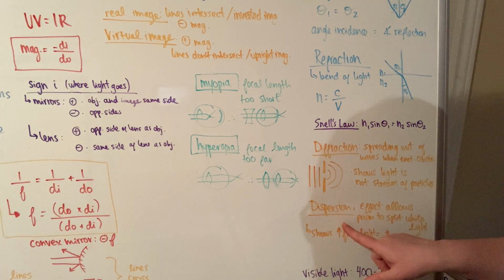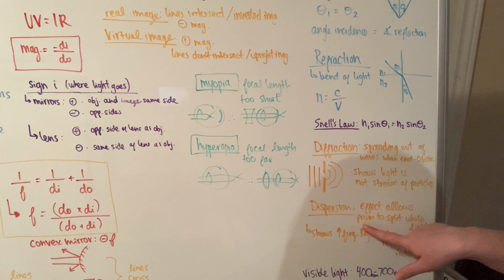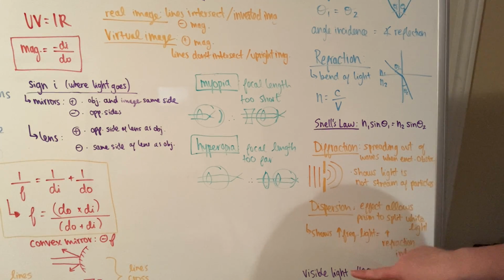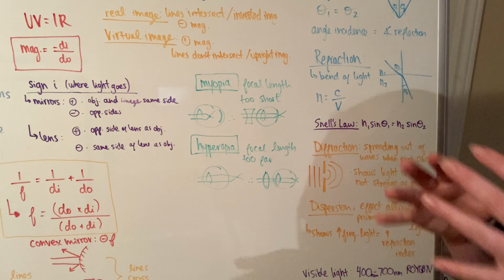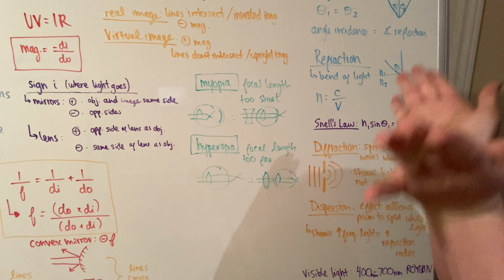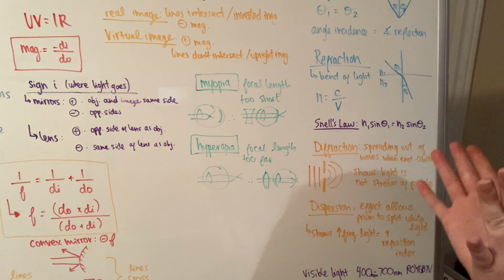Then we have dispersion, the effect that allows a prism to split white light. This just shows the increased frequency of light and an increased refractive index. So that's how you see the rainbow colors if you're looking at a crystal, for example, and it really splits into all those rainbow colors.